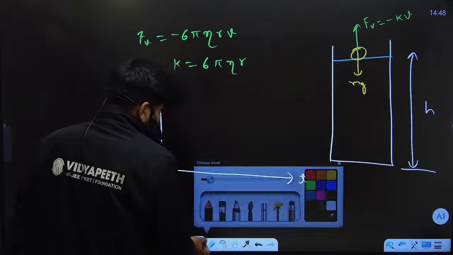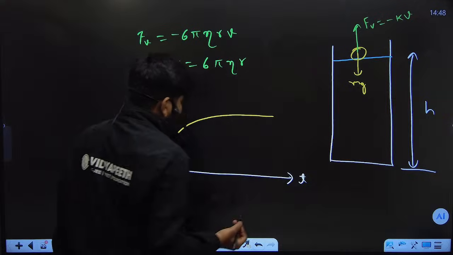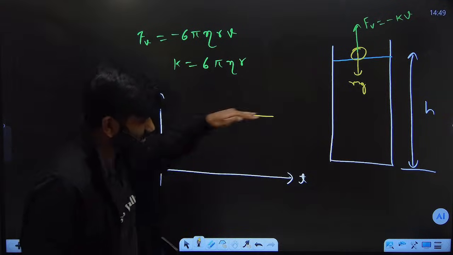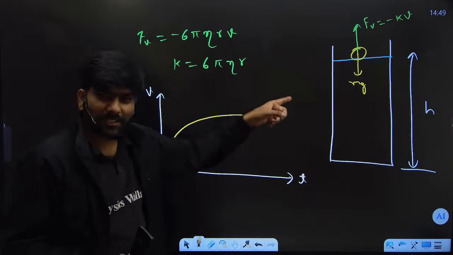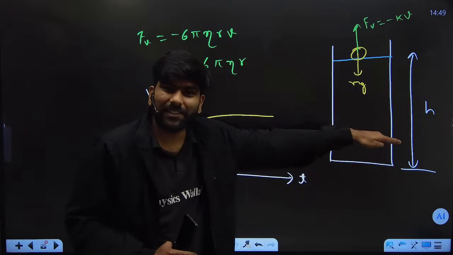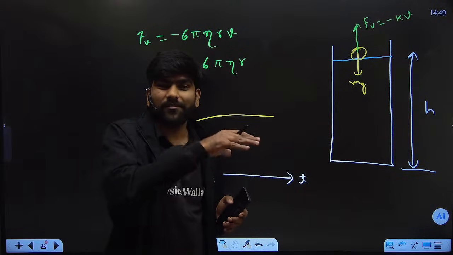So how does the graph look? We have seen it in the class. The graph goes like this. The velocity increases first, and then after some time, after the point where viscous force and mg are the same, the graph will become flat, right? So this is the graph of velocity of the ball with time.